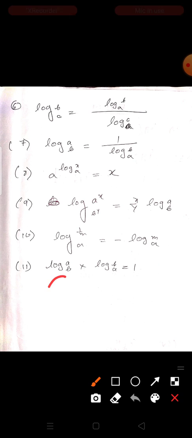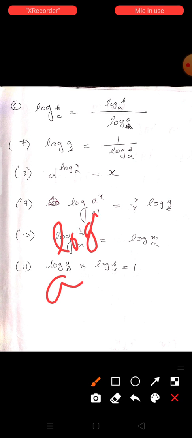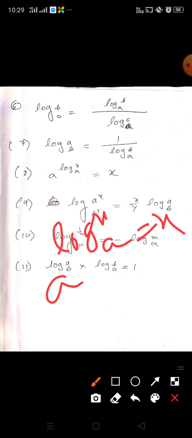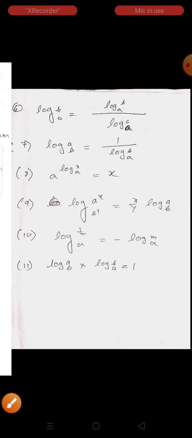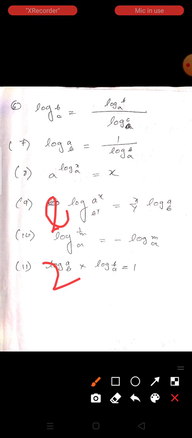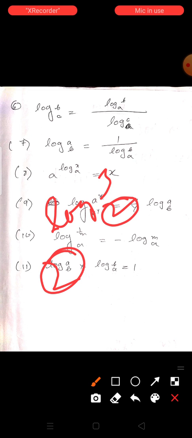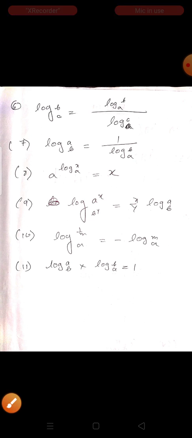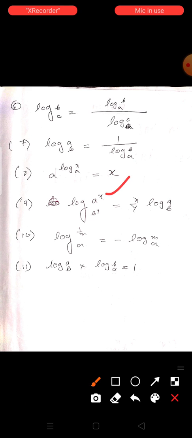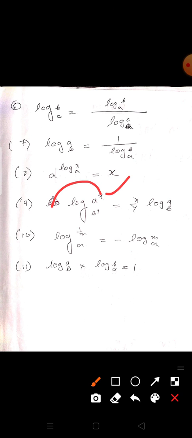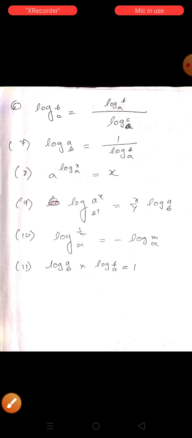Then again one more formula, a to the power log of x base a is always equal to x. So if we write 2 to the power log of 3 base 2, this base and this power are the same, so it will become 3. Log of a to the power x to the base b to the power y: x will come outside, y will go outside, it will become x by y log of a to the base b.